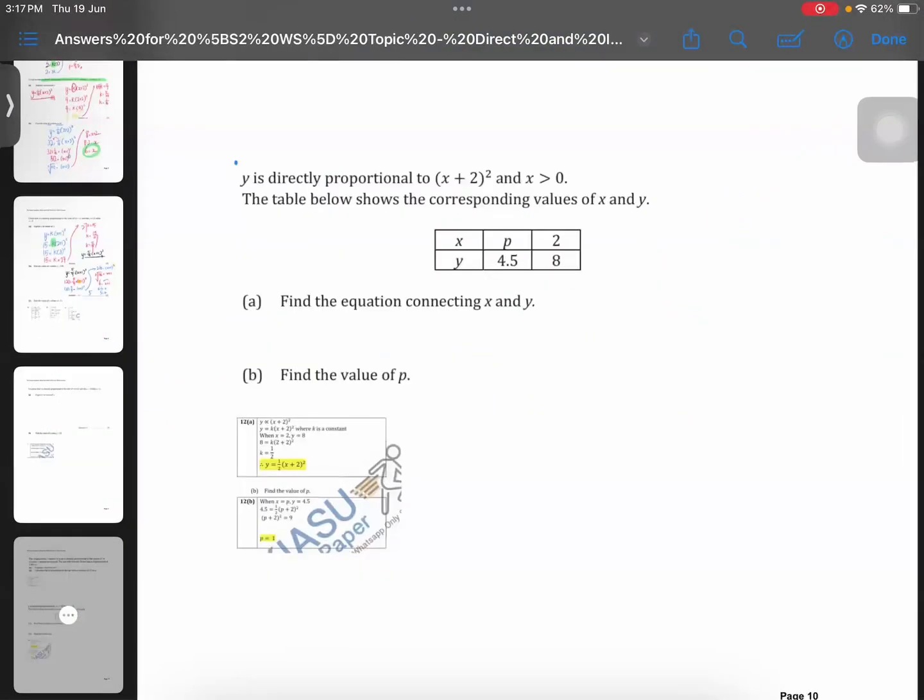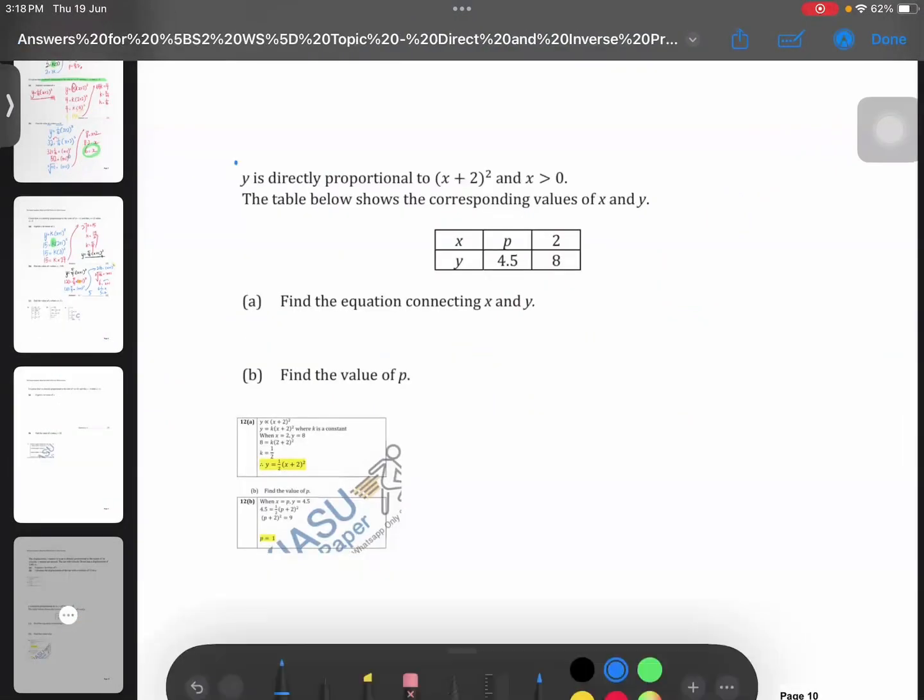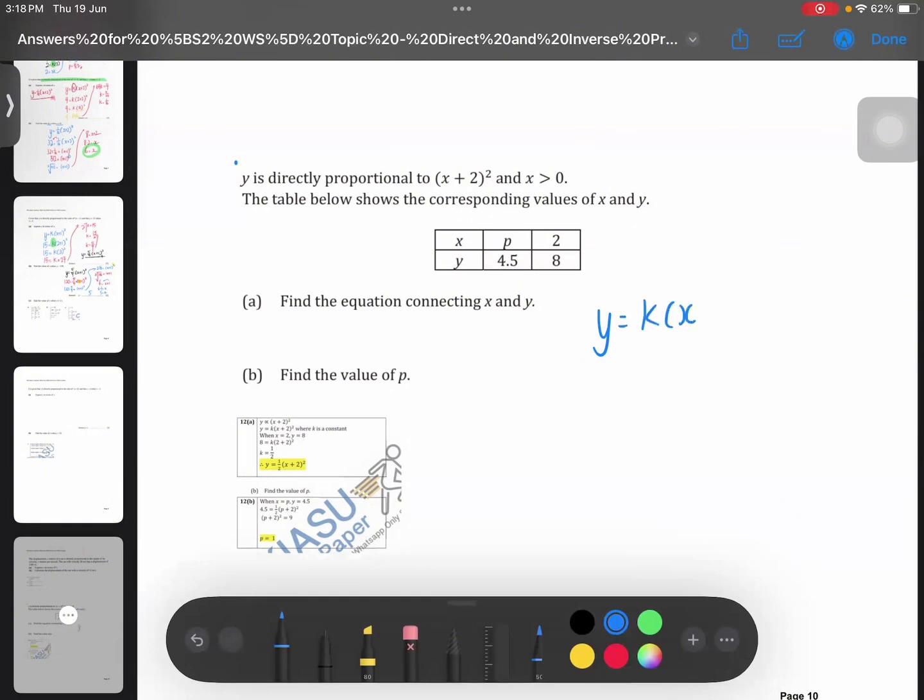In the next question, it says that y is directly proportionate, right? So what you're going to do is say that y equals k bracket x plus 2 to the power of 2. Am I making sense? Okay, then once you're done with this, your job is to find the value of k. Can you understand or not understand? Because the question asks you for the equation connecting x and y. Am I making sense or not making sense?